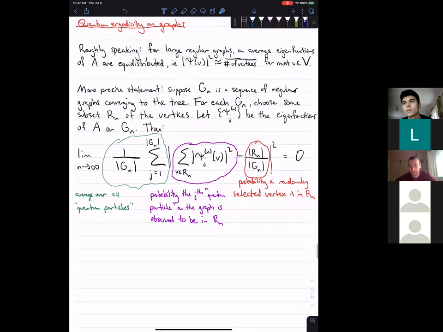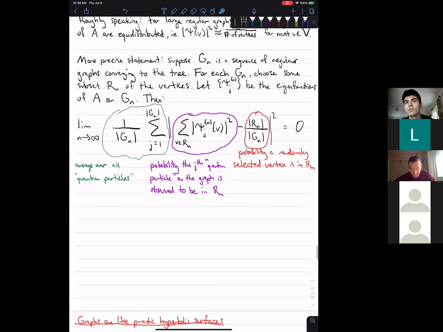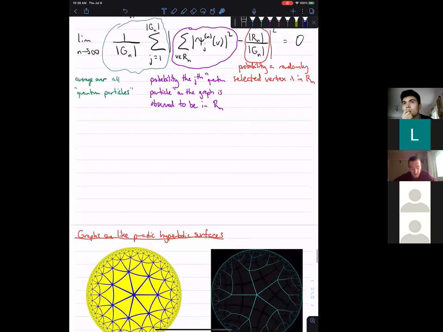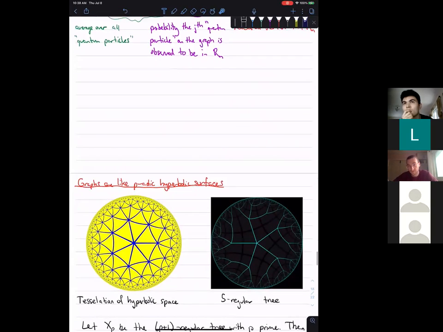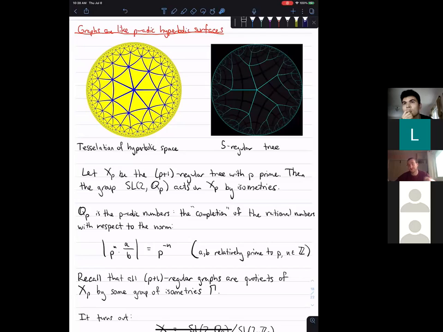Okay, so hopefully that made some sense. This is not my theorem. This is an already existing theorem. But now, the last thing I want to talk about is I want to connect graphs to hyperbolic surfaces. So here I have these two suggestive pictures that suggest that there's a relationship, or at least heuristically a relationship. This is some sort of tessellation of hyperbolic space. And this is a picture of a 5-regular tree, but they're drawn in a way that shows, oh, they kind of look similar.